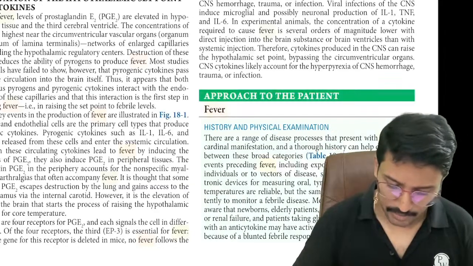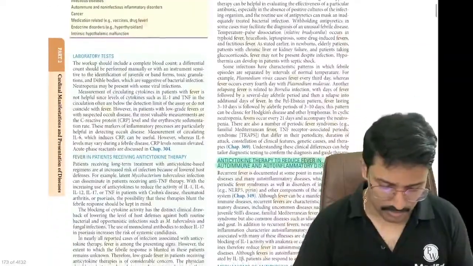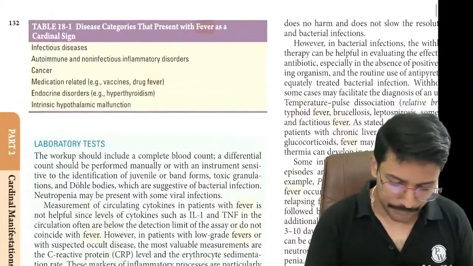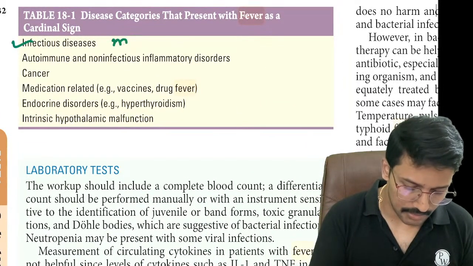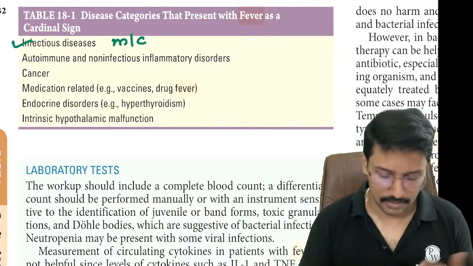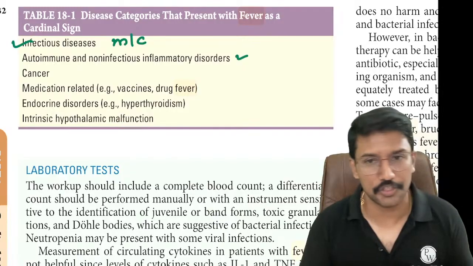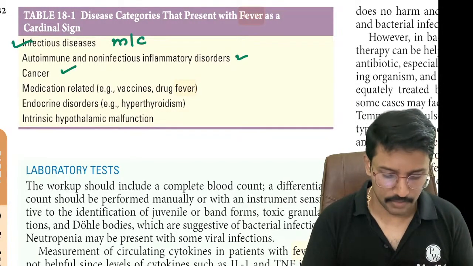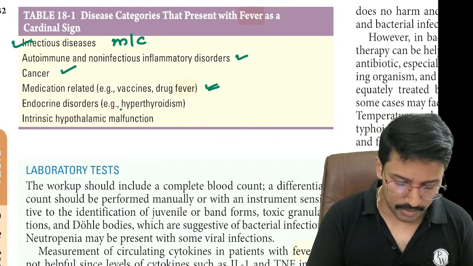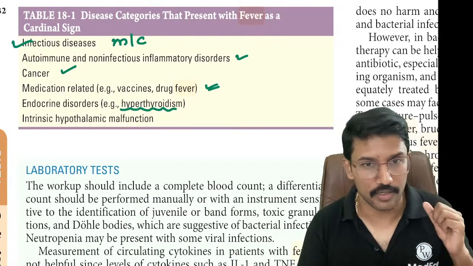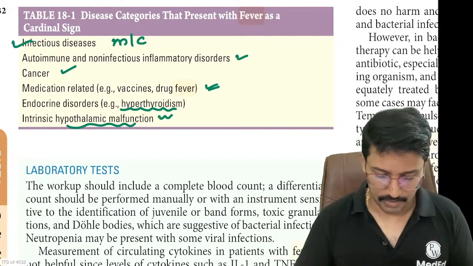Okay, so let us get back to Harrison and see what he talks about further. He has already discussed the pathogenesis of fever, and then he mentions what conditions can lead to fever. The most common condition that can lead to fever is infections, right? The second, as I told you, is autoimmune disorders, where pyrogenic cytokines can be elevated. Cancer is a third condition. Then we know that medications, vaccines, and drugs can also cause fever. Certain endocrine disorders like hyperthyroidism can increase the body temperature, and so can dysfunction of the hypothalamus.